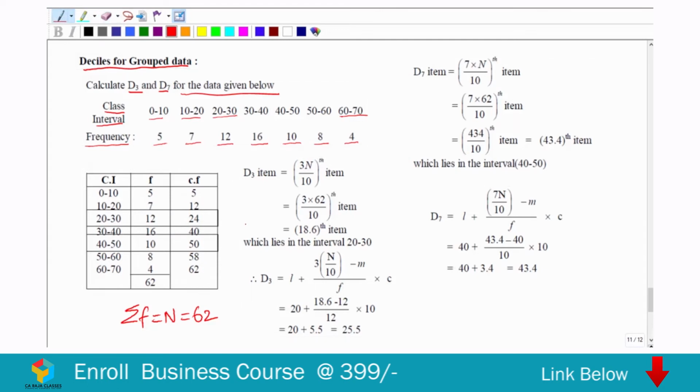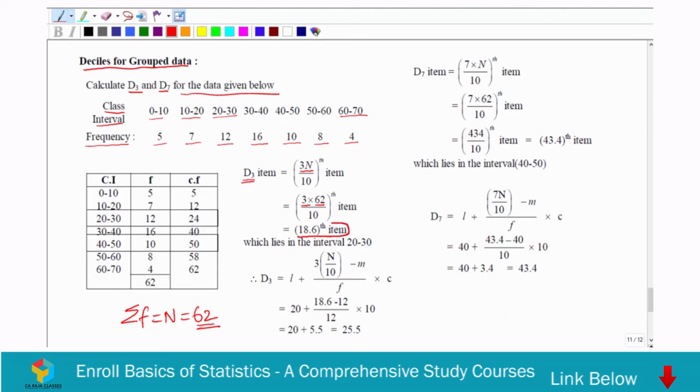Then step 2, we have to find out 3 into n by 10, because we are talking about the third decile. So we have to find 3 multiplied by n by 10. We know n is equal to 62. So 3 multiplied by 62 divided by 10 gives you the value 18.6. Now you have to look across the cumulative frequency for the value which is greater than 18.6. In the cumulative frequency table, you have 24.